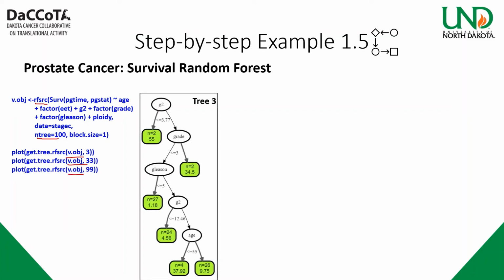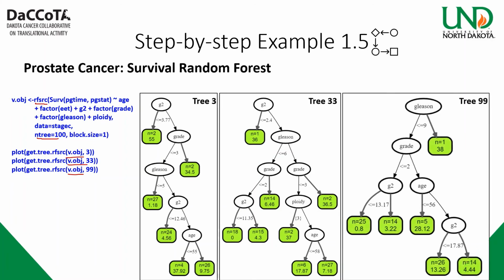We can see this format is a little bit different, kind of nicer. I kind of like this tree format. We can see that all the trees are different because each iteration will be set up slightly differently. For these two, G2 was the most important. Gleason was the most important here, which was different from our single tree where that was grade. And we can see different outcomes. And then what you do with survival random forest is you take all the information from all these trees, and you can do stuff from there.